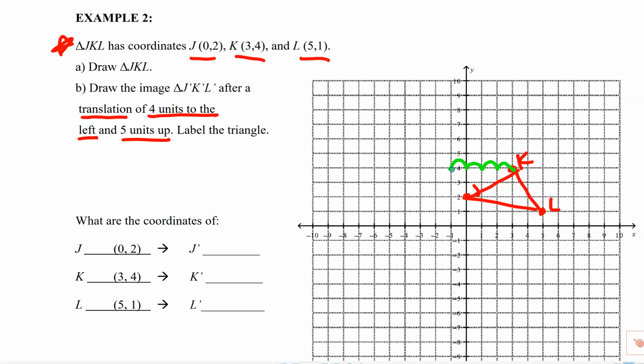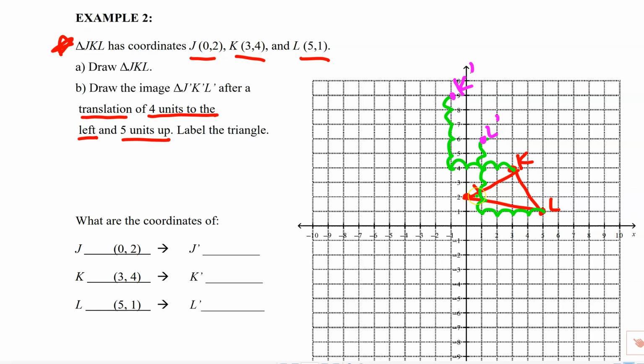And then, am I done? No, I'm not. I have to move 5 up: 1, 2, 3, 4, 5. So my new point is now here, and I'm going to write K prime. All right, so let's go ahead and move the next one. I have L. I'm going to move it 4 to the left and 5 up. So 1, 2, 3, 4, 1, 2, 3, 4, 5. And there is my new point, L prime.